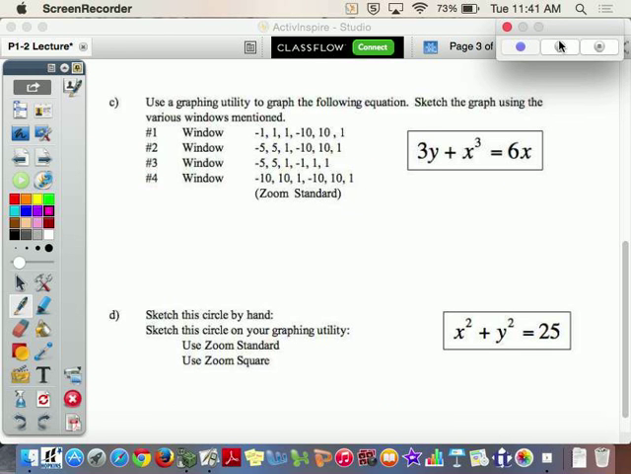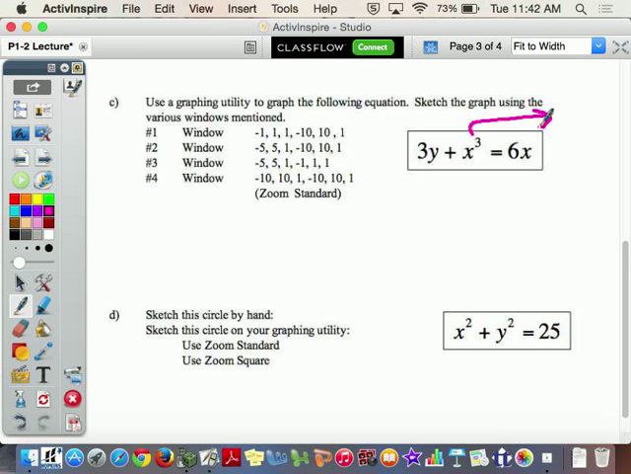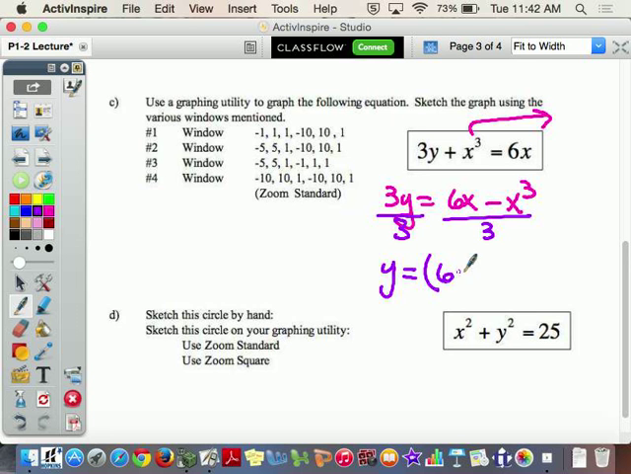The next part of our lesson is really only about trying to handle your calculator. So earlier I told you that for graphing it's helpful to have the y alone. In your calculator it's absolutely necessary. So I'm going to reorganize my equation by, first of all, moving my x cubed to the other side in this first graph, and I would have 3y equals 6x minus x cubed. And then, of course, I would have to divide both sides by 3. And I have y equals stuff divided by 3.